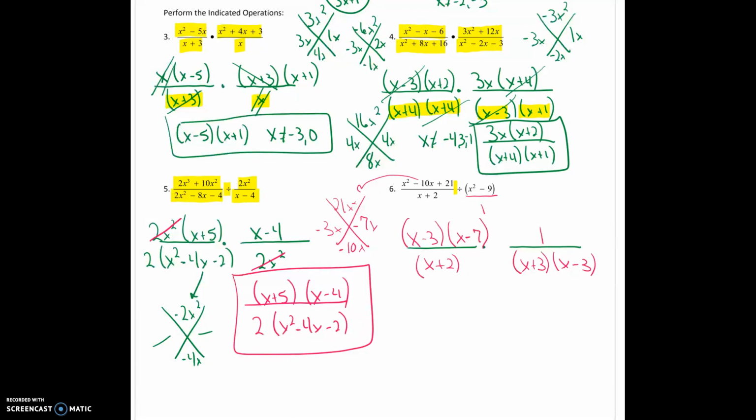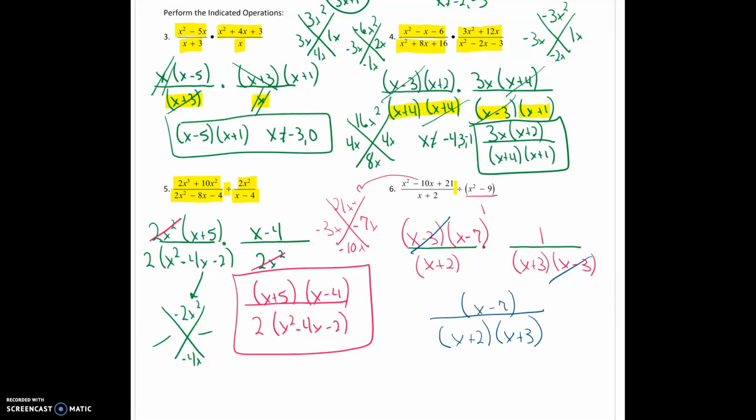And now going through what can I take out? What are those common factors? It'll be 1x minus 3, and that's it. So my answer is x minus 7 on top, and x plus 2 and x plus 3 on the bottom.